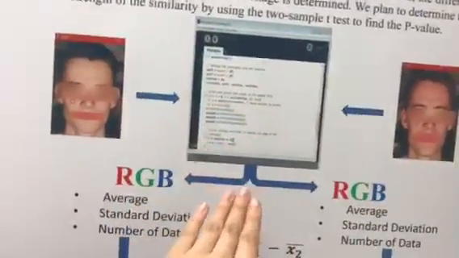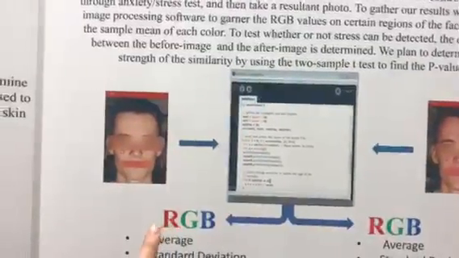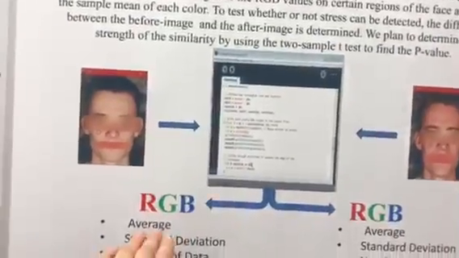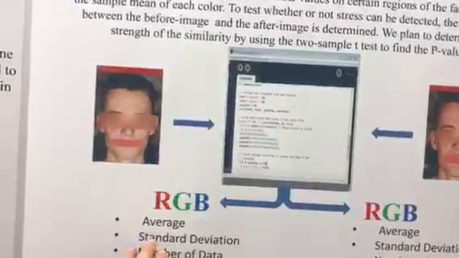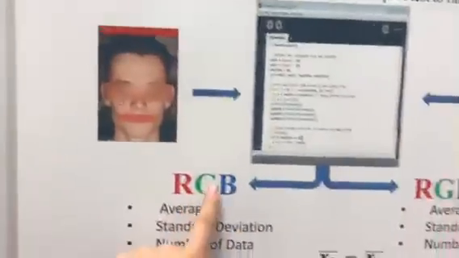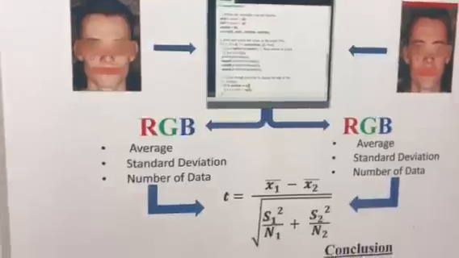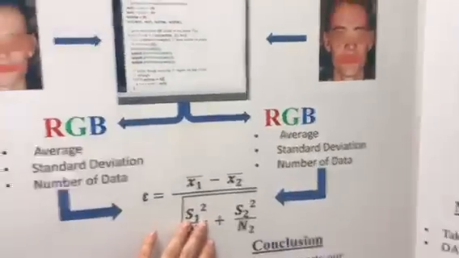Okay, so this is kind of how our project worked. Our before and after pictures were both put into our software. From that we get the separate RGB values, 256 each of red, green, and blue. From that, we took the averages, the standard deviation, and the number of data points, 256, and plugged it into this t-value equation.